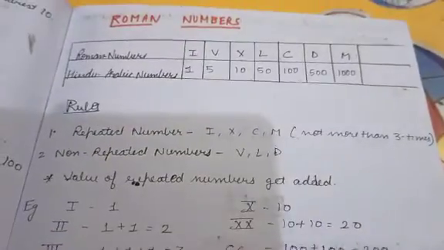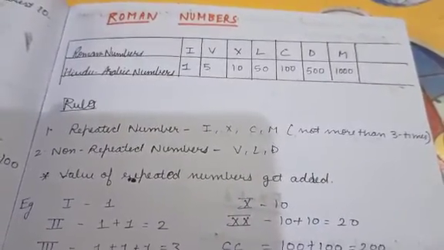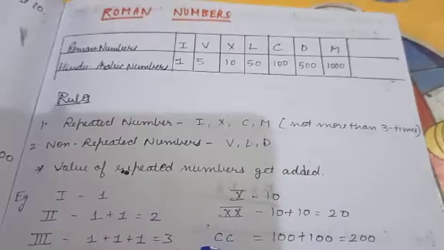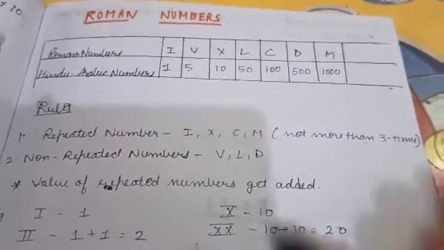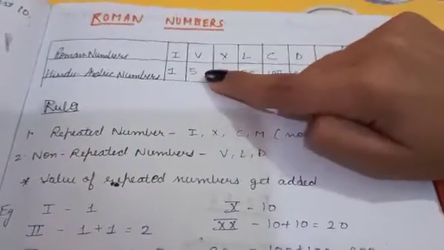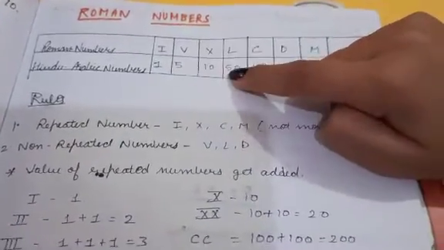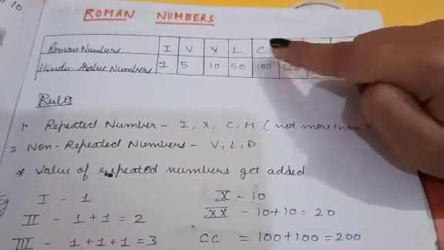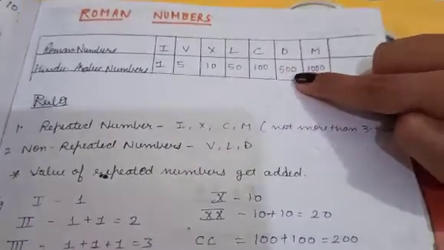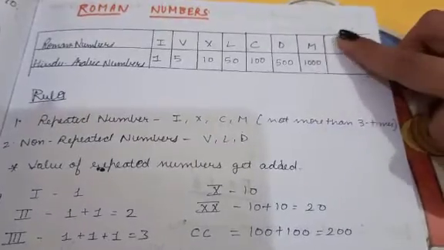Now let us move to the next concept, that is Roman numbers. In earlier times, we used Roman numbers instead of the general numbers that we are studying today. In Roman language, we write 1 as I, 5 as V, 10 as X, 50 as L, 100 as C, 500 as D, and 1000 as M.